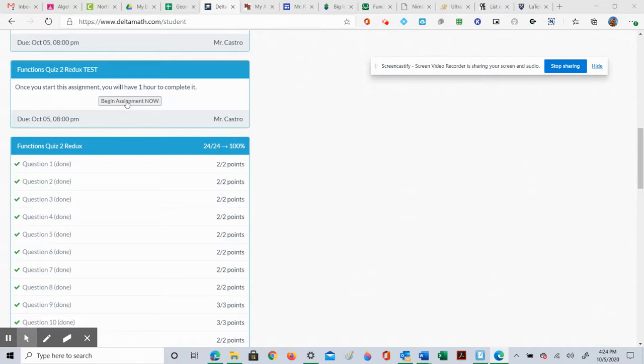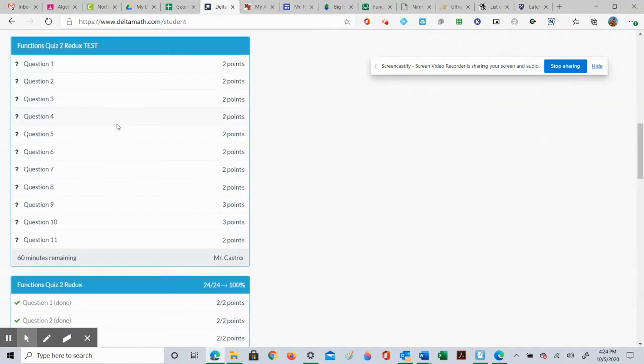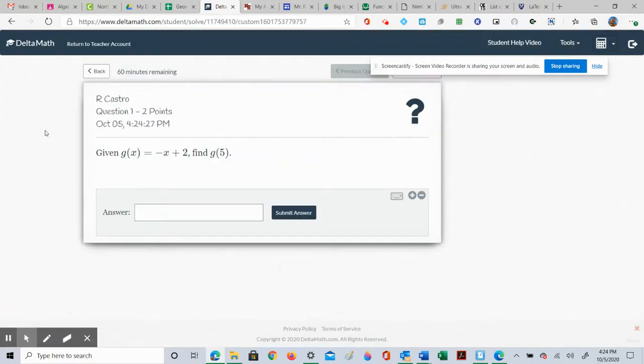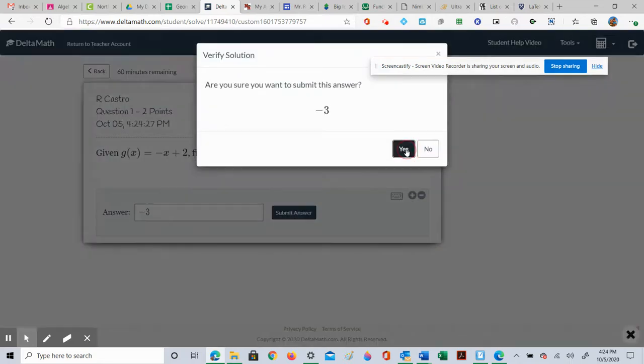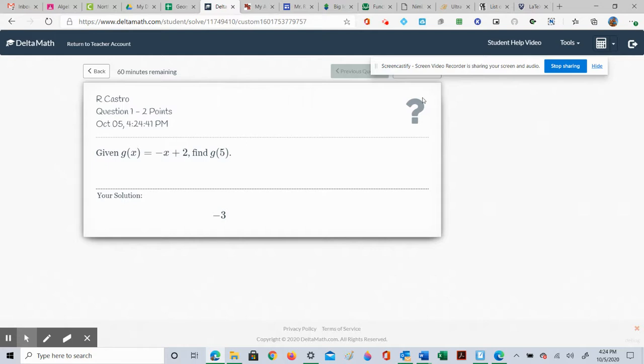Begin assignment now. I signed in as myself, so I just want to make sure you know how to answer these questions. Question one, right? G of 5, we're going to put 5 in for x. Negative 5 plus 2 is negative 3. Submit answer. Yes. Notice it didn't tell me yes or no.